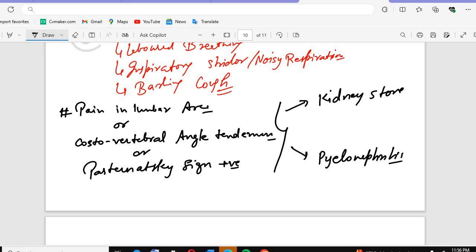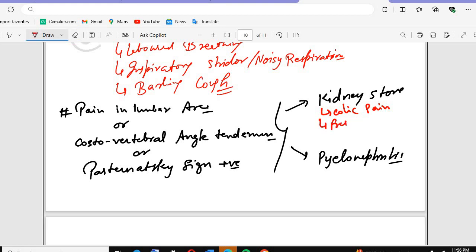Remember that in kidney stone, the colic or lumbar pain will be there, and there will be fresh RBC seen in the urine. And when you see that patient on the ultrasound, it will look hyperechogenic.